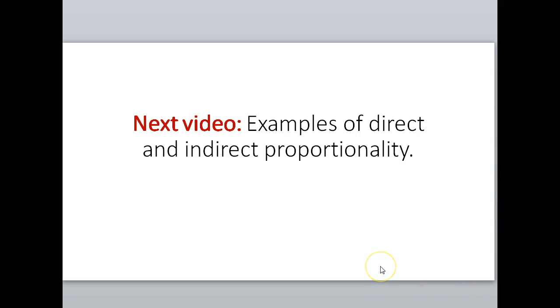Okay, so that's all for constants for now. I hope you were able to understand certain aspects of the very important concept of a constant as it relates to velocity, acceleration, or anything that has to do with two variables. The next video will be examples of direct and indirect proportionality.